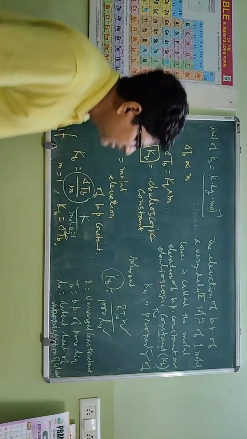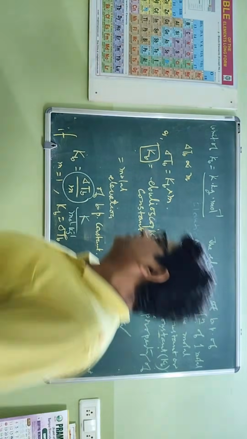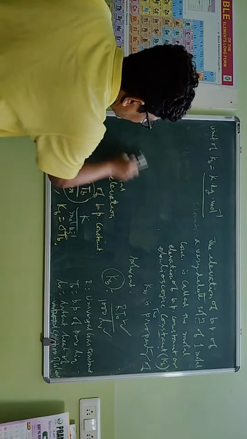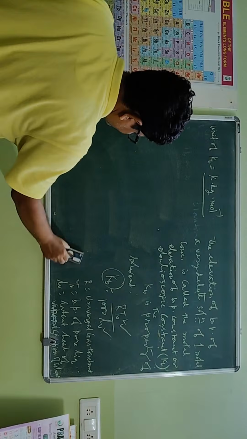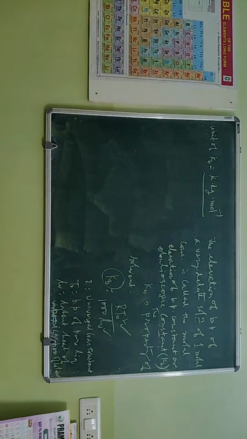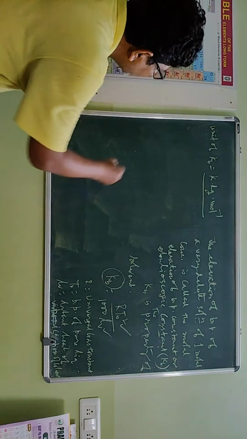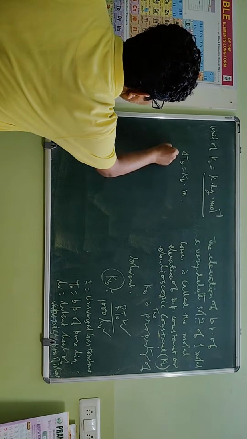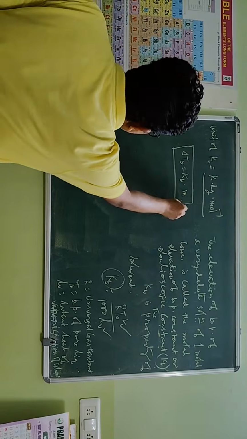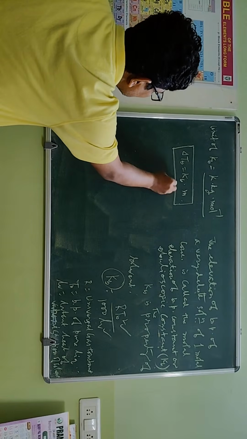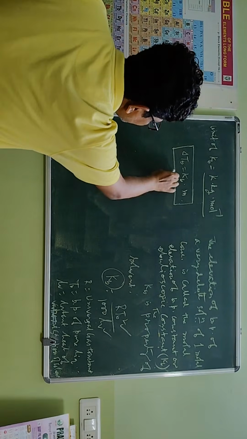Another important thing is how to measure the elevation of boiling point. That is measured with the help of a device. Here delta Tb equals Kb into molar concentration. This is the mathematical expression of Raoult's statement related to elevation of boiling point, and the unit of Kb and the definition of Kb we also studied here.